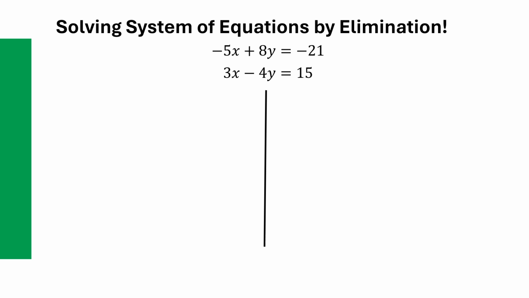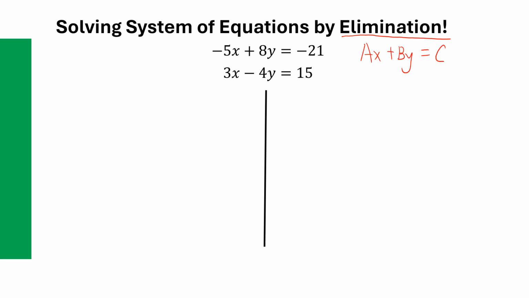To find the solution to this system of equations by the elimination method, we have to make sure that both equations are in the form of ax plus by equals c, so that all the x's are lined up, y's are lined up, and the constants are lined up as well. And in our case, it's already there.